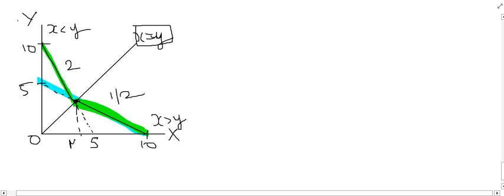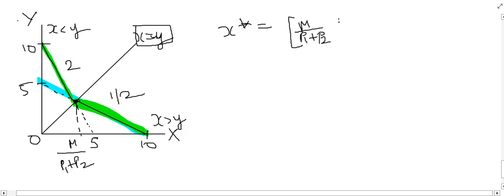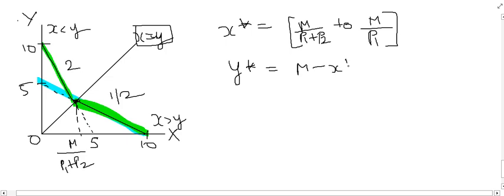Now what is this point? We calculated earlier, m upon p1 plus p2. So equilibrium bundles would be x star equals m upon p1 plus p2 to m upon p1, where the consumer is consuming only x, all of x precisely, and y star would be the residual income after consuming x star, p1, divided by p2.